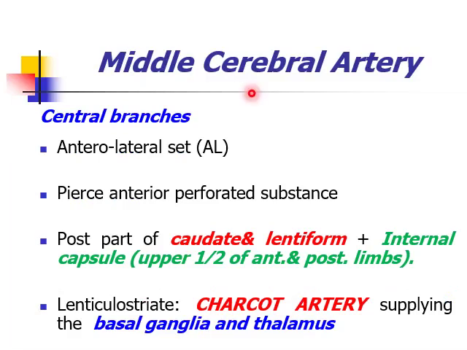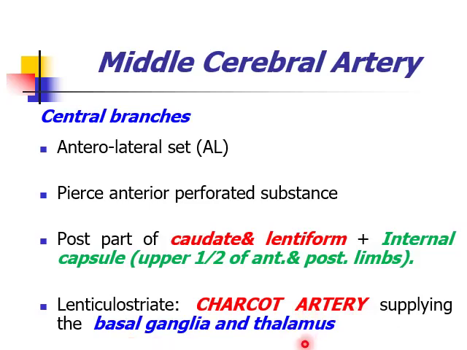Like the anterior cerebral artery, it gives off the anteromedial set of central branches. The middle cerebral artery gives off the anterolateral set of central branches. They also pierce the anterior perforated substance. They supply the caudate and lentiform, both parts of the basal ganglia. They supply the internal capsule, the upper half of the anterior and posterior limbs, and give off the lenticulostriate or Charcot arteries. This group of arteries supplies the basal ganglia and the thalamus.